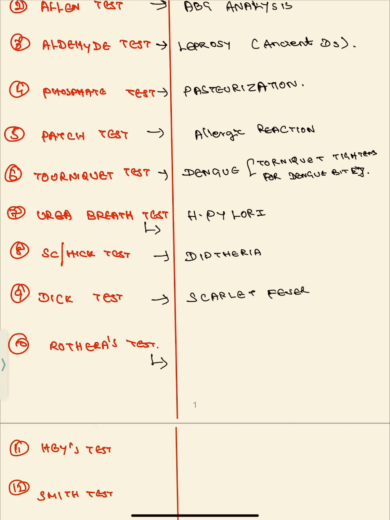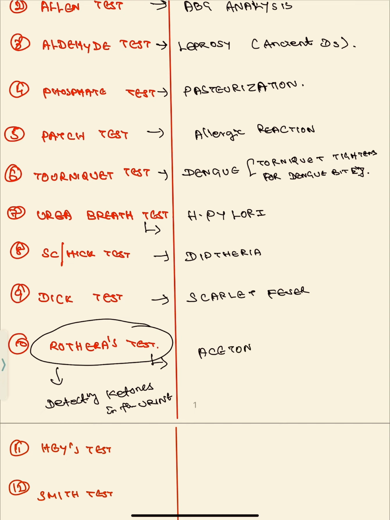Rothera's test. Acetone in the urine. The mnemonic will be like Rothera for keto in urine. Rothera's test detects ketones in the urine. It detects the acetone in urine.